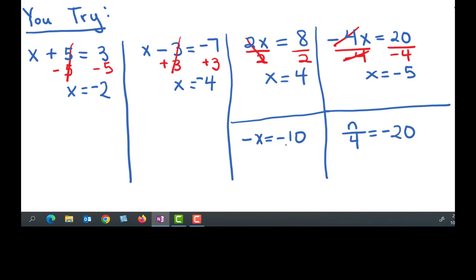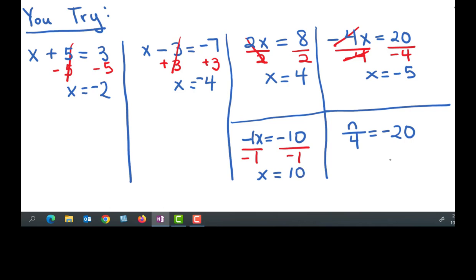All right, we'll go down here. We have negative x equals negative 10. Remember, this is negative 1 times x. Multiplied, so we're going to divide by a negative 1 on both sides. Gives us x equals, 2 negatives in division gives you positive 10.